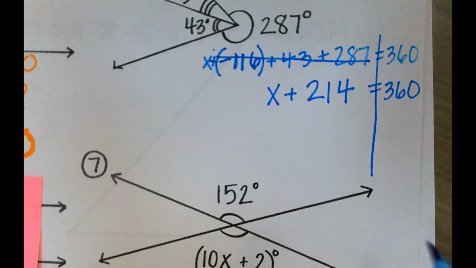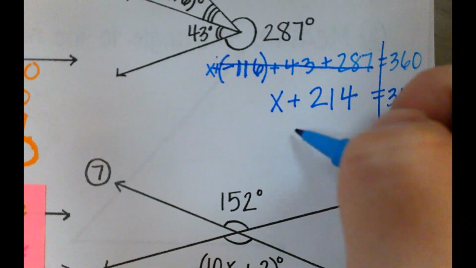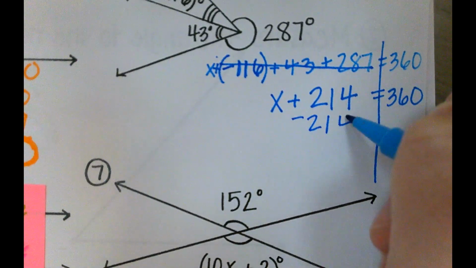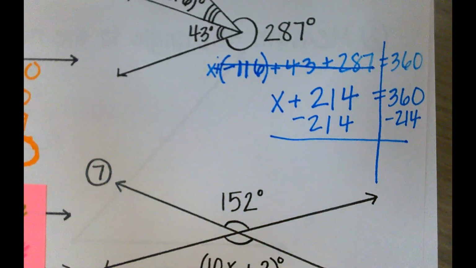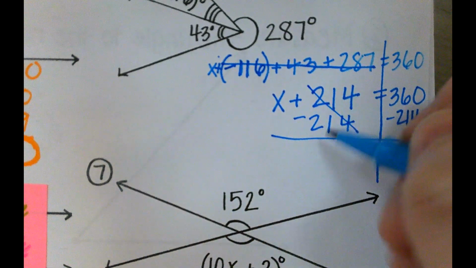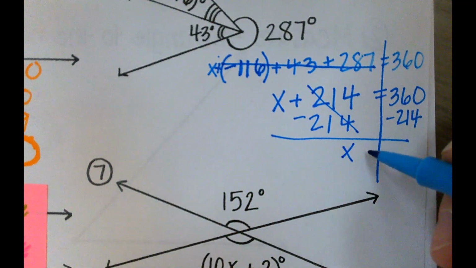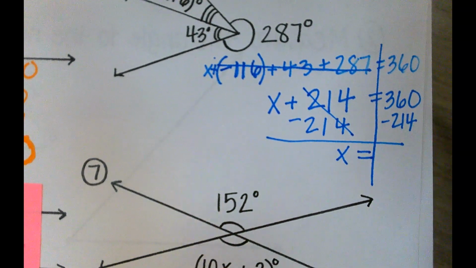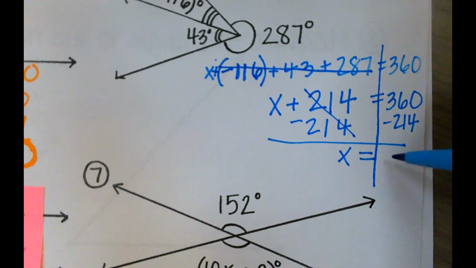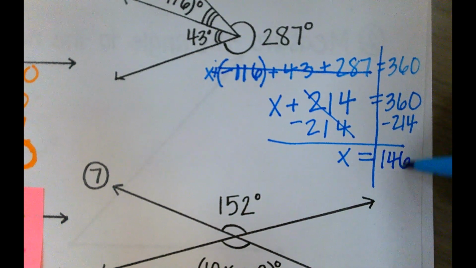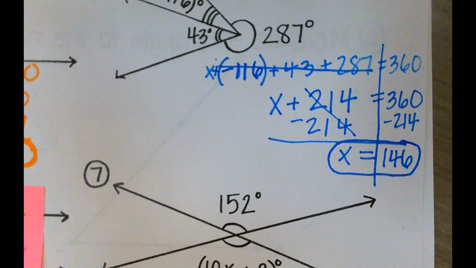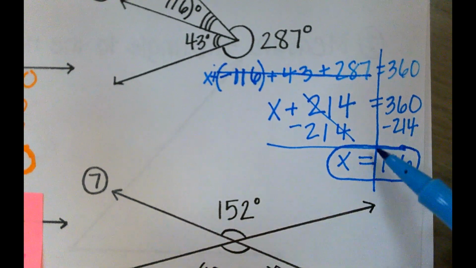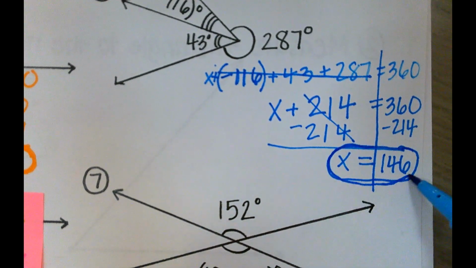And you subtract that 214 on both sides. Subtract 214 from both sides. That gives you x plus 6. Perfect. x equals 146. Perfect. And that is number 5. And again, circle your answer.